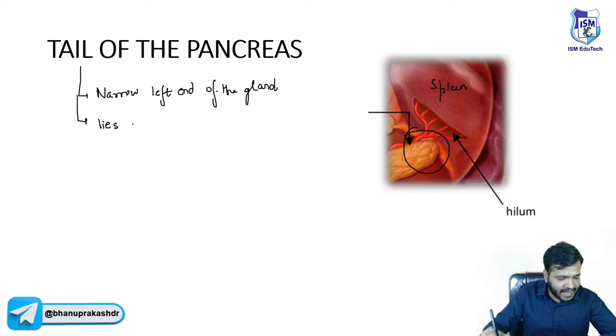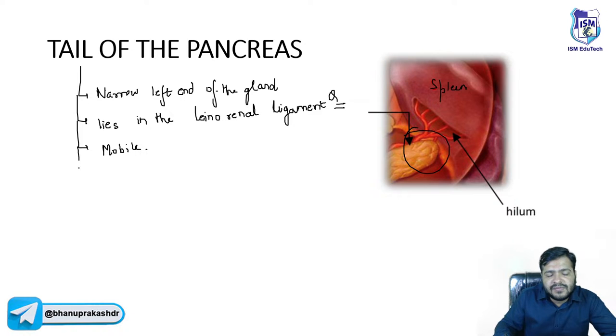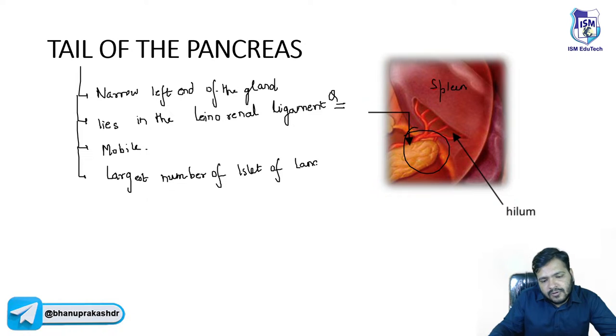I had told you. Now, can anyone tell me in the chat box, the lieno-renal ligament extends from which part to which part? I want this answer from everyone. Remember, beta, the tail is the mobile part. And this tail contains the largest number of islets of Langerhans. Okay.